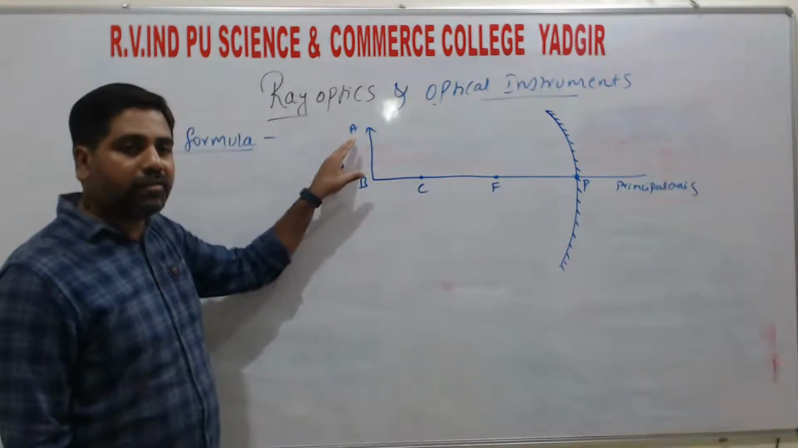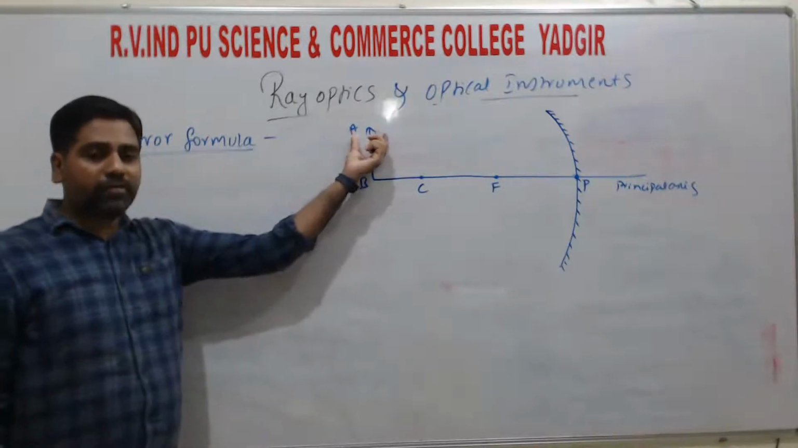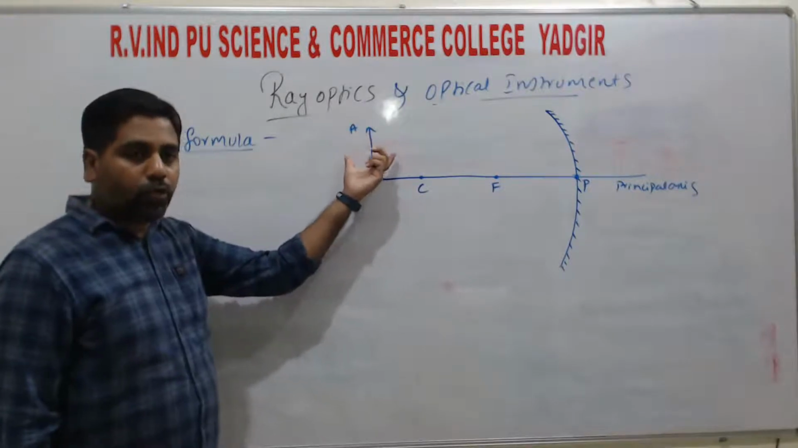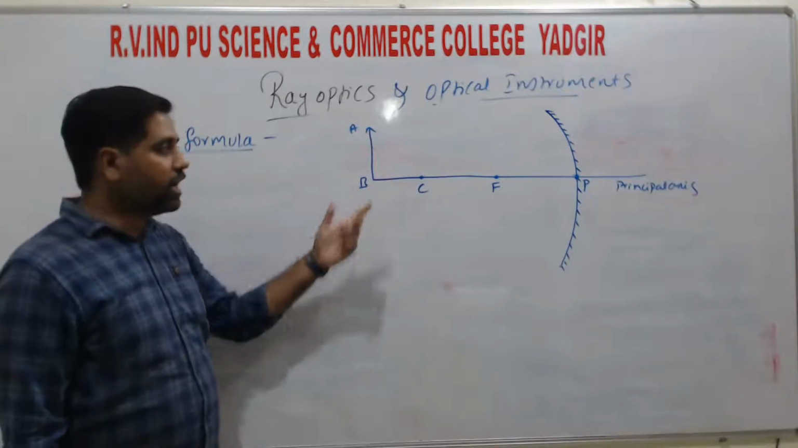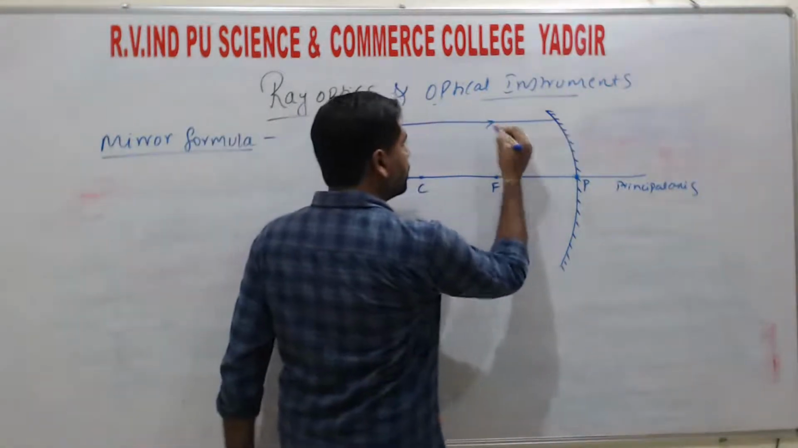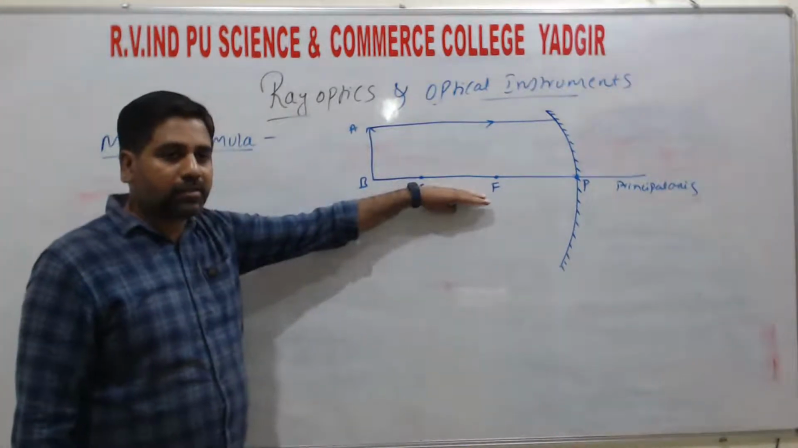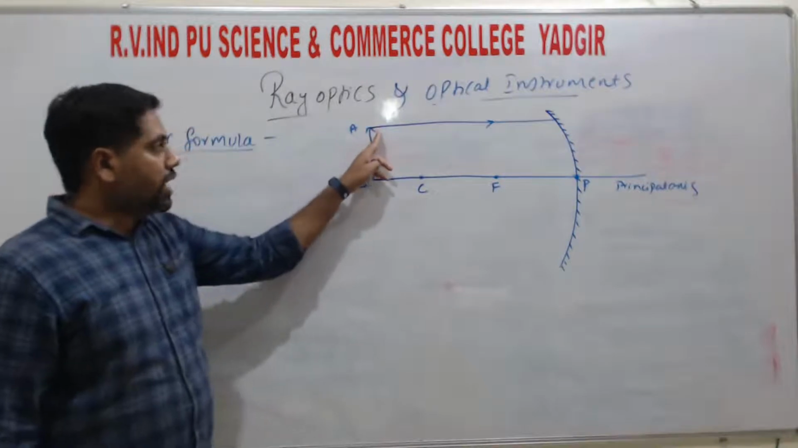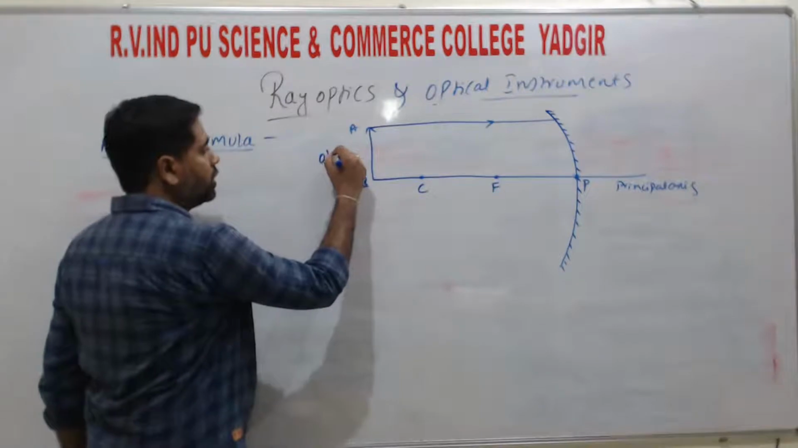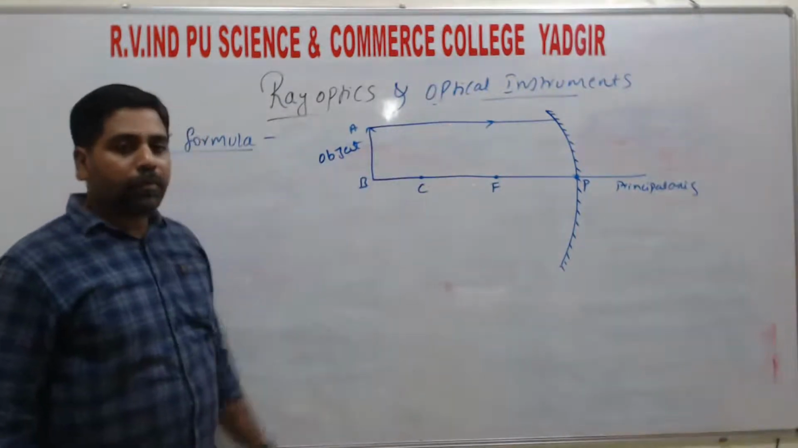From this object, rays are emanating, that is, a number of rays are coming out from this object. Considering only a minimum of two, we can plot the image. But here we are going to consider three rays. The first ray is the ray which is parallel to the principal axis, coming out from the object AB.